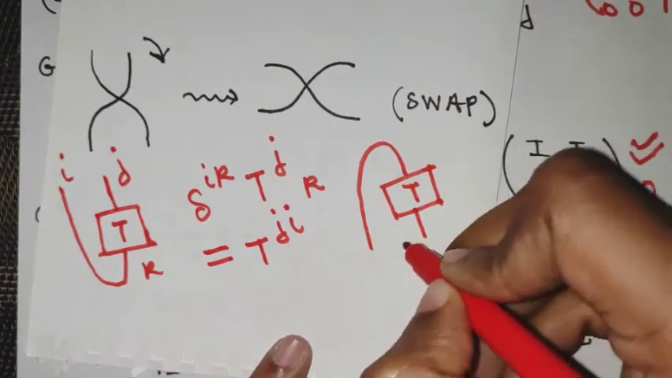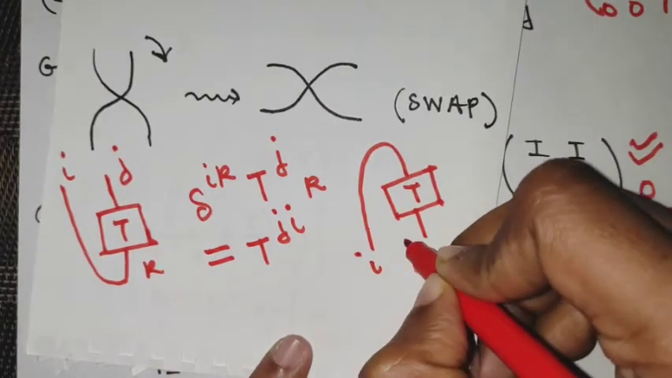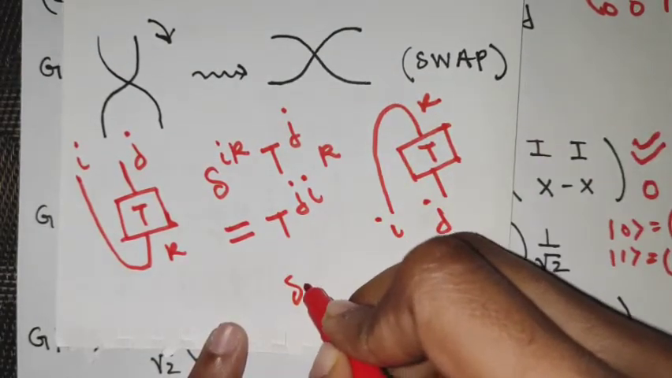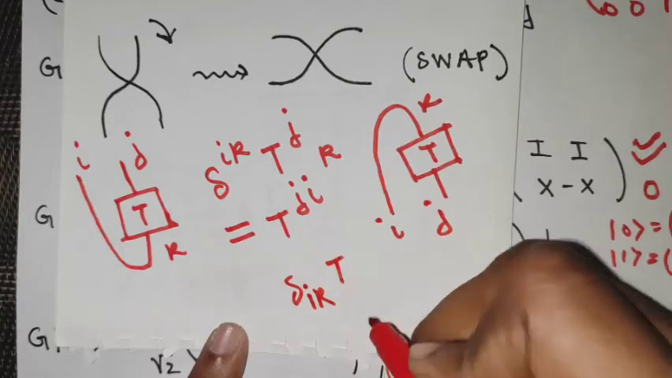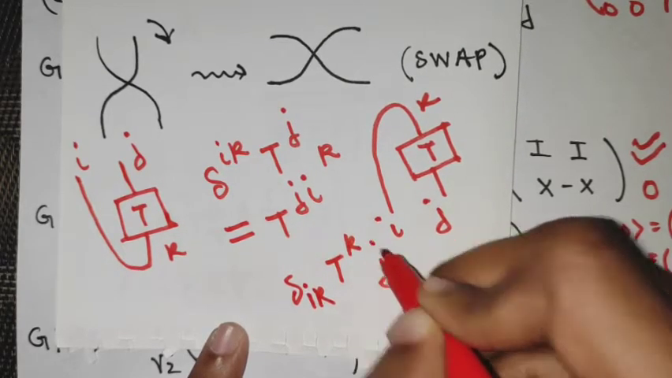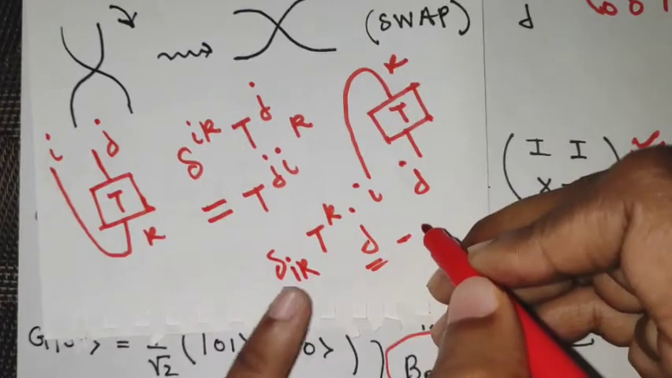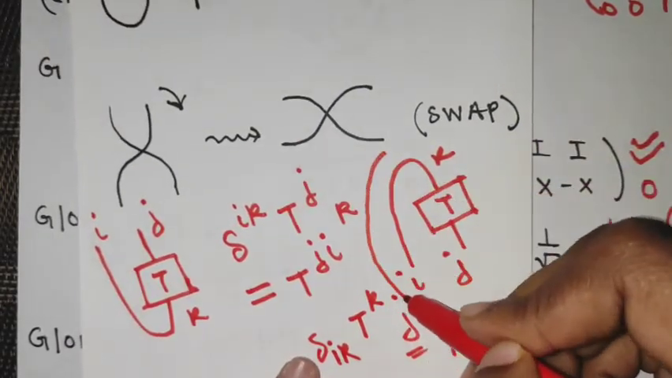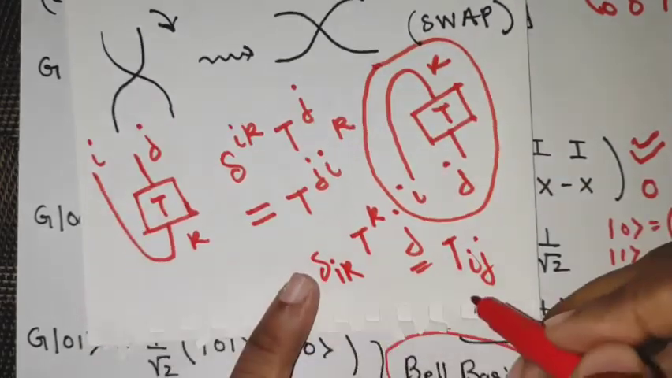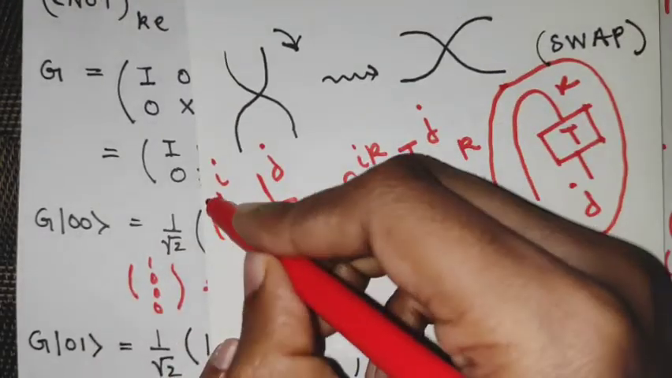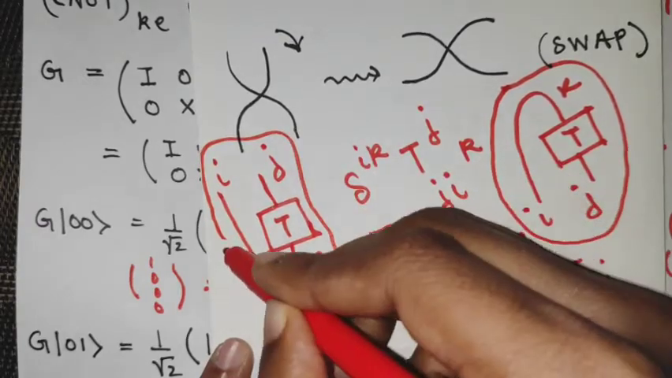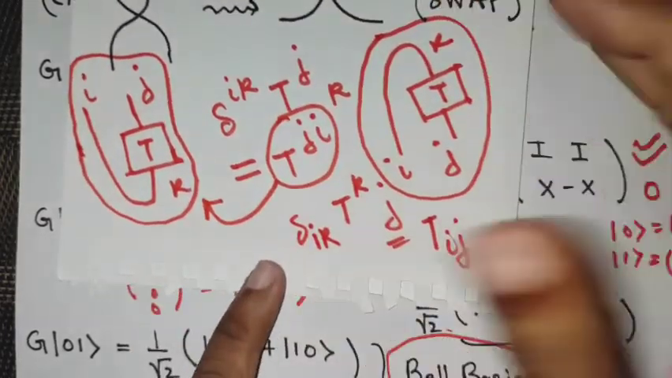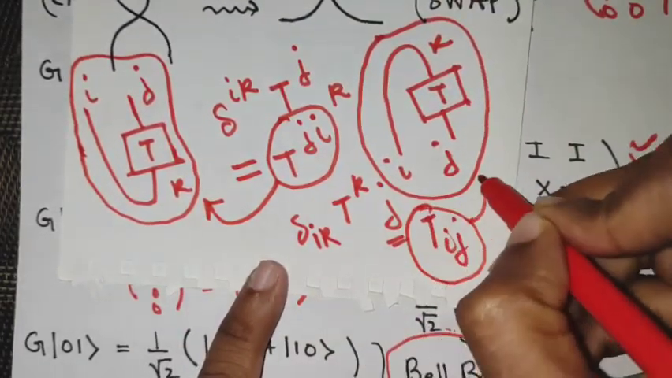So let's see. So this is i, if this is j, and this is k. What we can write is delta_ik, and there is a T^k, and there is j. So this will again lower. This is T_ij. So you see, this thing is a tensorial form of T_ij, and this thing is a tensorial form of T_ji. So this thing is this, and this thing is this.